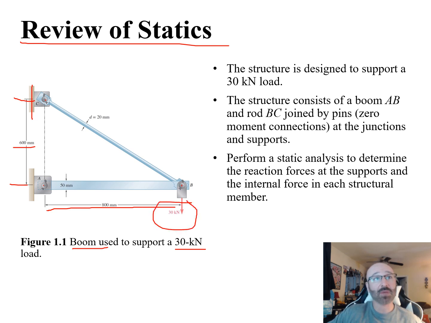Another pin right there at B. This length from C to B, we don't have it given specifically in the diagram, but we can say this, 600 squared plus 800 squared is equal to the square of the hypotenuse over here. So we can go ahead and calculate that out using Pythagorean's theorem. They do tell us here the diameter of this member is 20 millimeters.